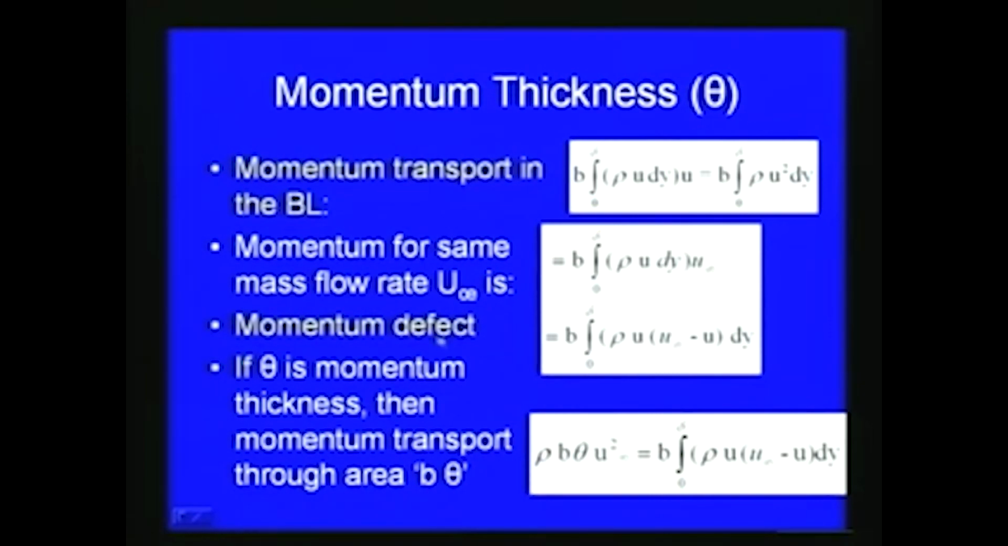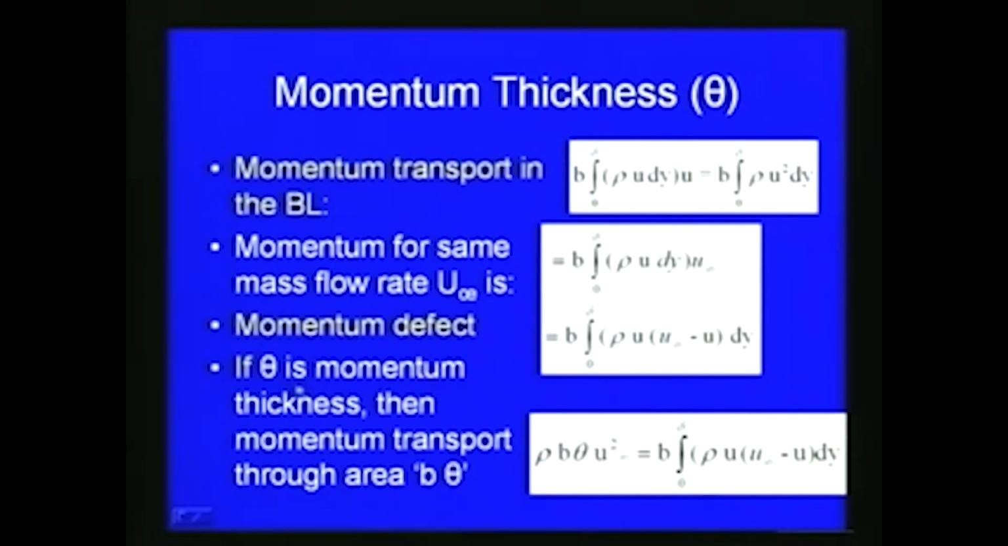So, that we can write as momentum defect or deficit as b into integral 0 to delta rho u infinity minus u dy. So, we consider the momentum if there is no boundary layer with this expression, and if there is a boundary layer then this expression. So, the momentum defect or momentum deficit we can write as b into integral 0 to delta rho u infinity minus u dy, and then we have defined momentum thickness theta.